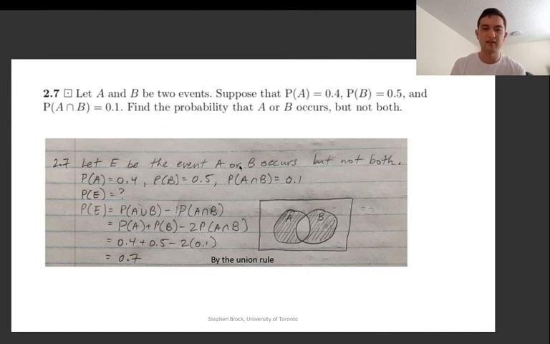So let E be the event that A or B occurs, but not both. Probability of A is 0.4, probability of B is 0.5, probability of A intersection B is 0.1. What is the probability of E? That is what we're trying to find out. So the probability of E, we can see from the diagram, is this shaded region, right? Well, that's just the union minus the intersection. So we have our union minus the intersection, and using the union rule, we can substitute the union with probability of A plus probability of B minus the probability of the intersection of A and B. And since we are already subtracting 1, we have to subtract 2 now. So we can plug in the values that we know, and we get 0.7.